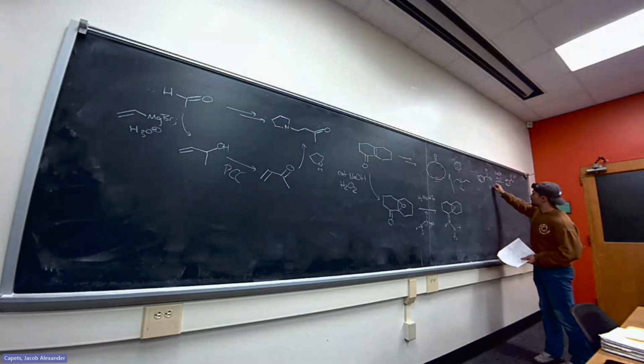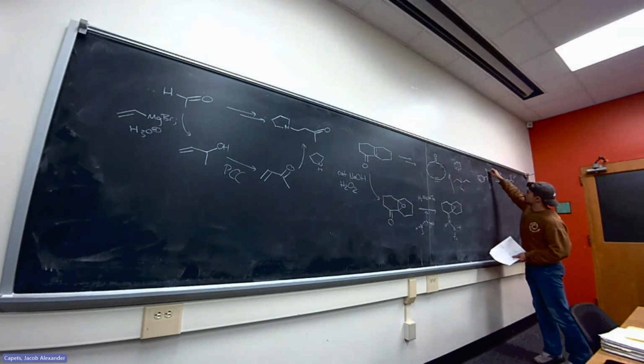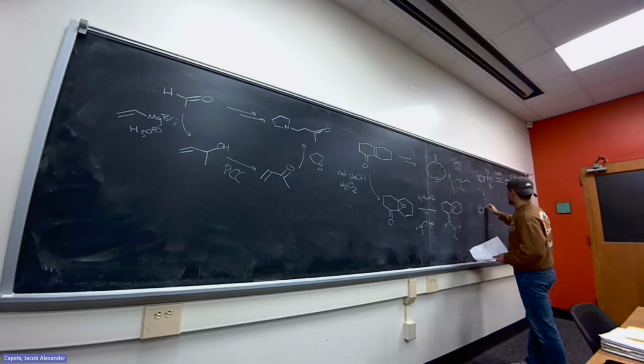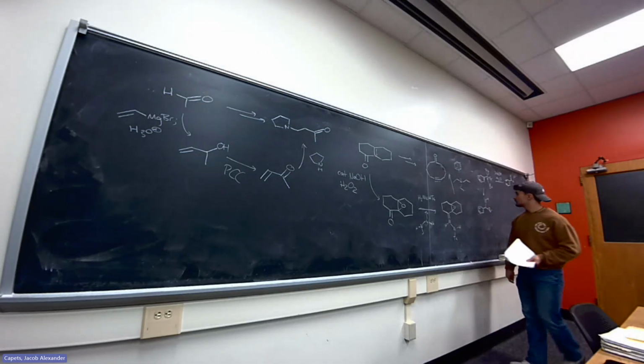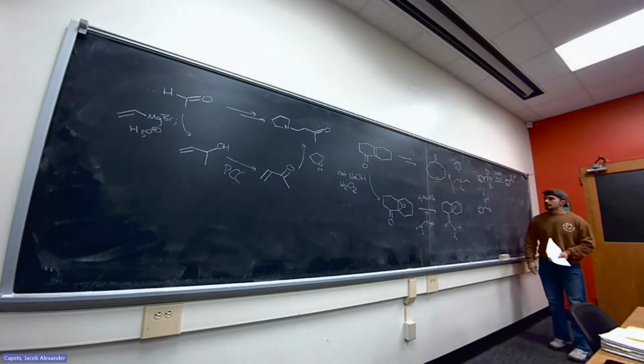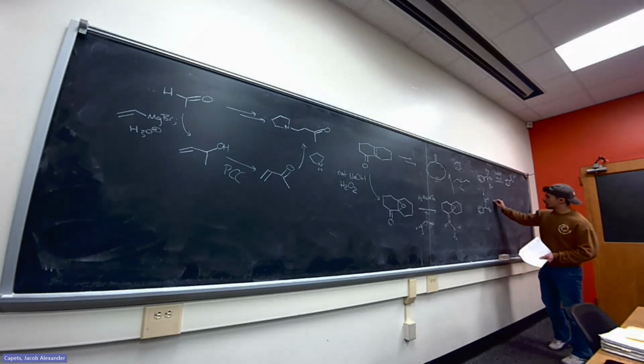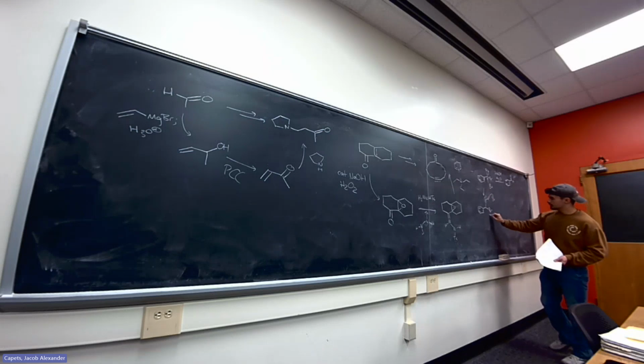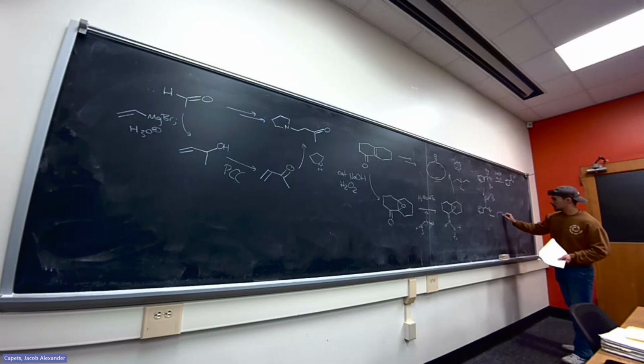So hydroxide attacks, kicks off the bromine. That's our SN2. Then with the second equivalent of hydroxide, we can deprotonate this oxygen and kick out bromine.